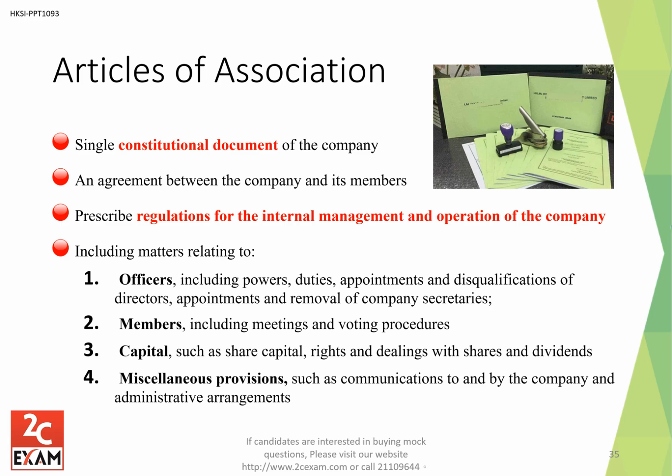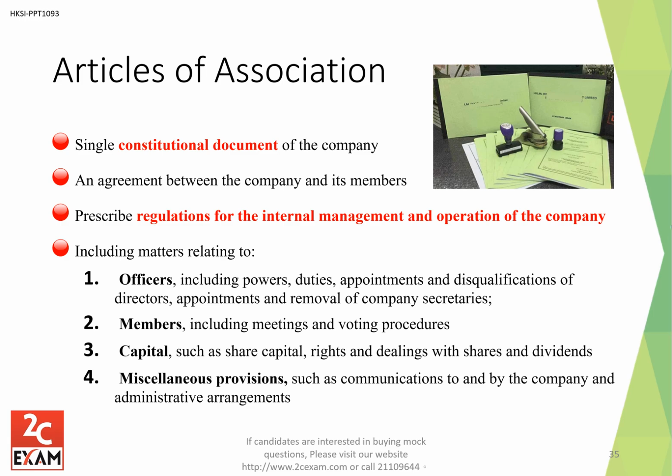So remember, when establishing a company, we must have a document called Articles of Association. So, what is the Articles of Association? The Articles of Association describes the agreement between the company and its members. At the same time, this document also specifies regulations for the internal management and operation of the company.